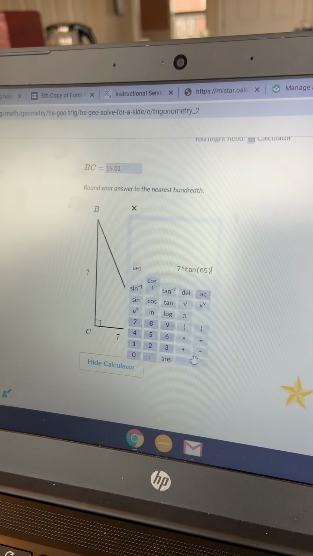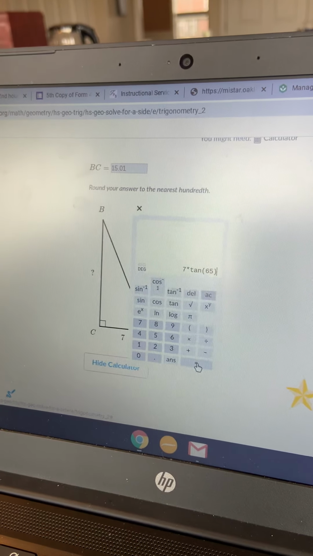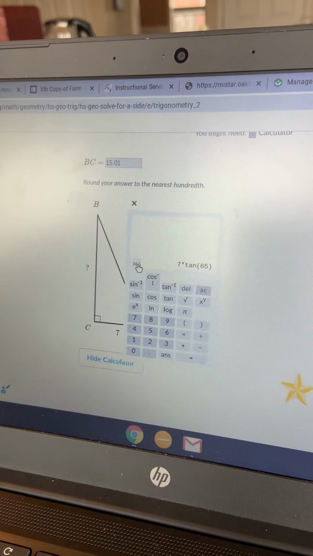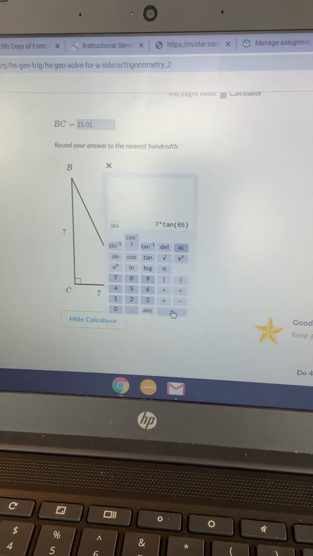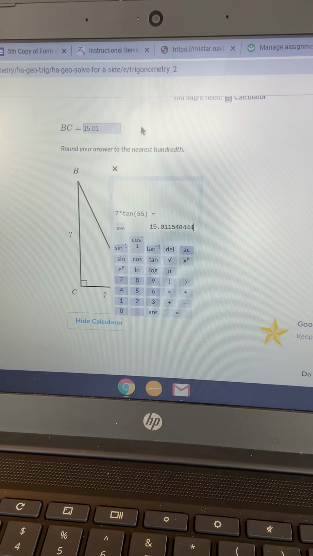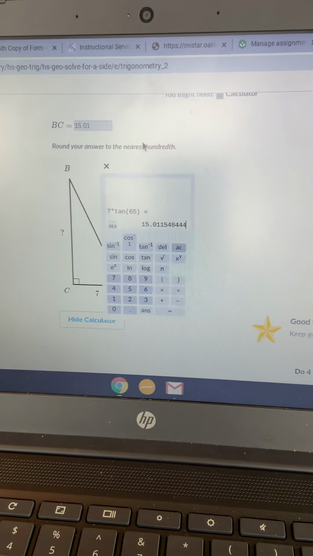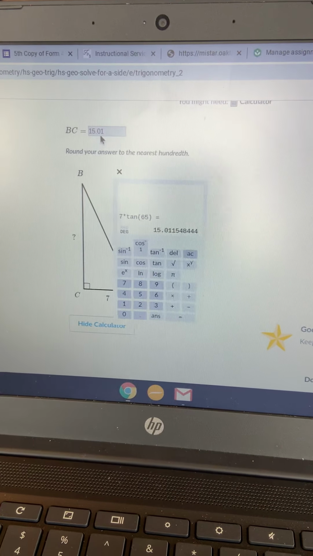It's different than the one you might have at home. You're welcome to use the one you have at home. And DEG means degrees because we haven't even learned radians yet. So this angle is in degrees. Then I press equals, and that's the answer. It says round to the nearest hundredth. That's 2 places. So 15.01 is the answer.